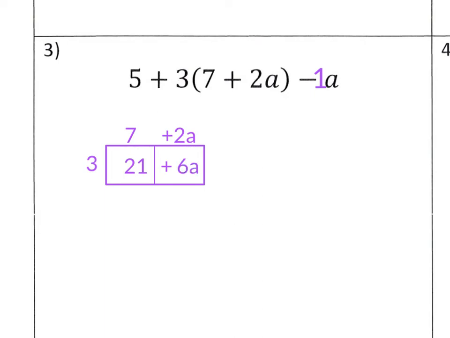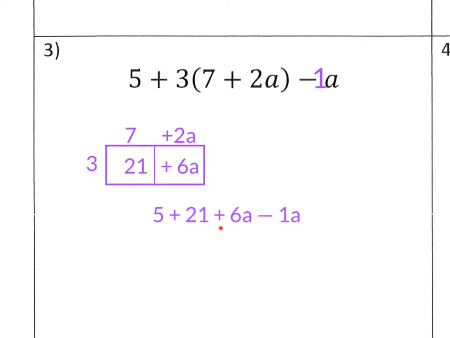Okay, so now when we rewrite our original, notice I had a 5 in front, so that still is in front. Then I have the plus 21, then the plus 6a, and then I'm bringing down the minus 1a that I had from the beginning. So if you can see it here, what we did was we took the 5 from up above, that was up here, and we put it first. And then I multiplied just this middle part and rewrote it as what I found in my area model.